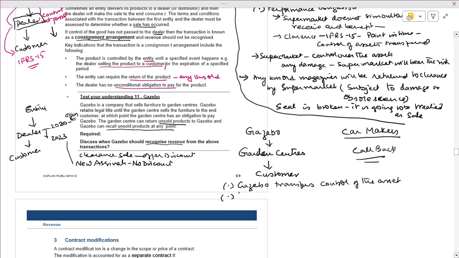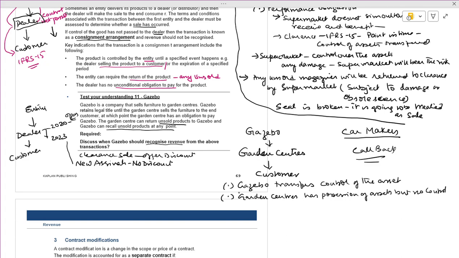If okay, see what happened, the garden centers, is it right? The garden centers have possession of assets but no control. Okay, definitely. Gazebo still has the right to use, direct use.